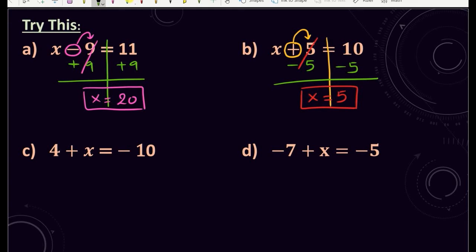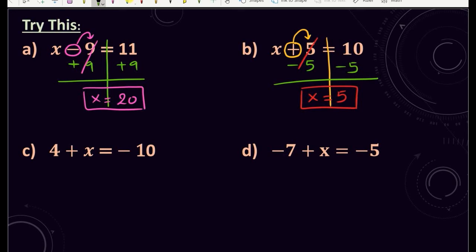Now we're going to go to part C. Okay, part C is a little bit different. This time they put the number in front. So the operation is plus sign. But who does this plus sign belong to? This plus sign belongs to x because it's in front of x. So the question is, what is the sign of 4?